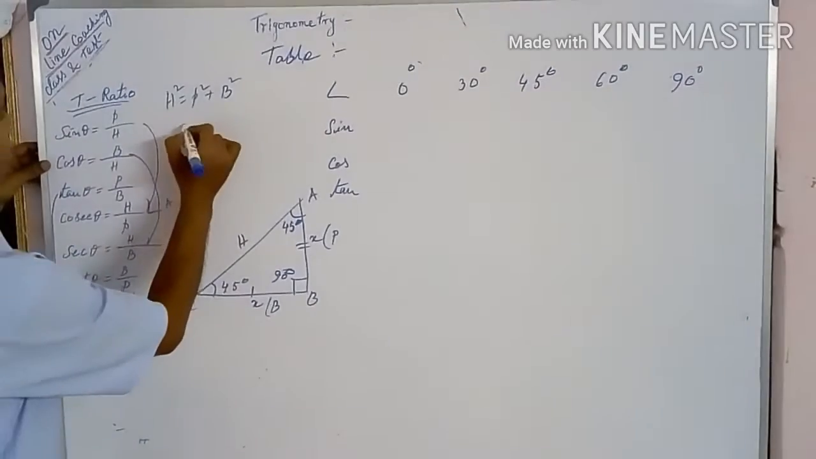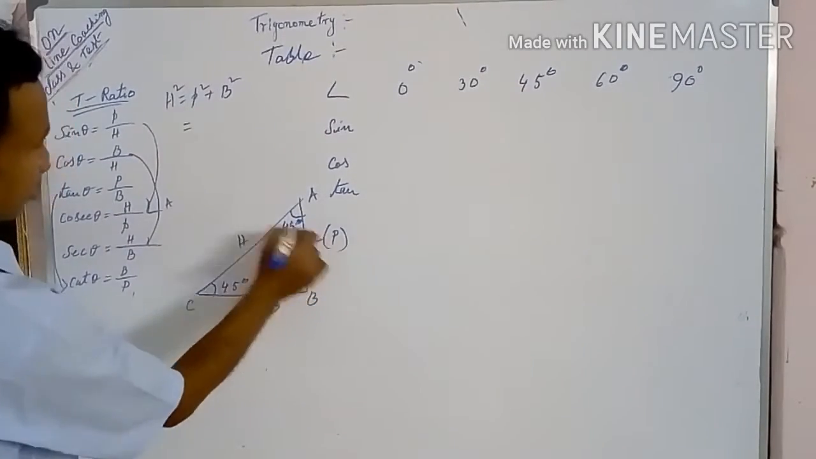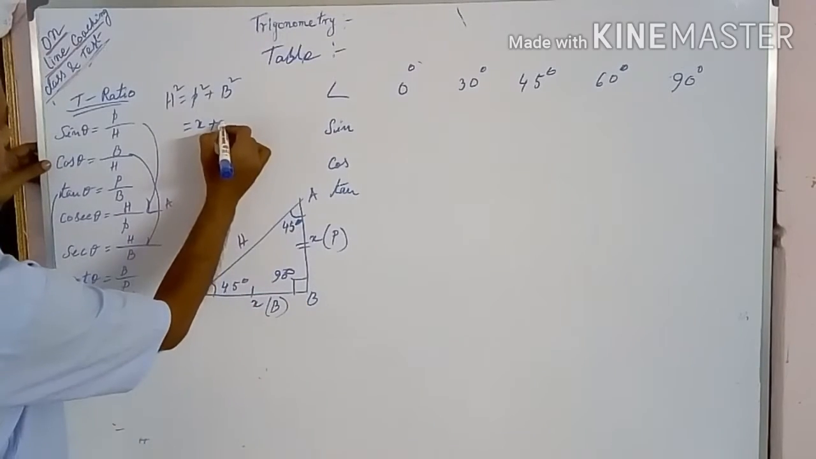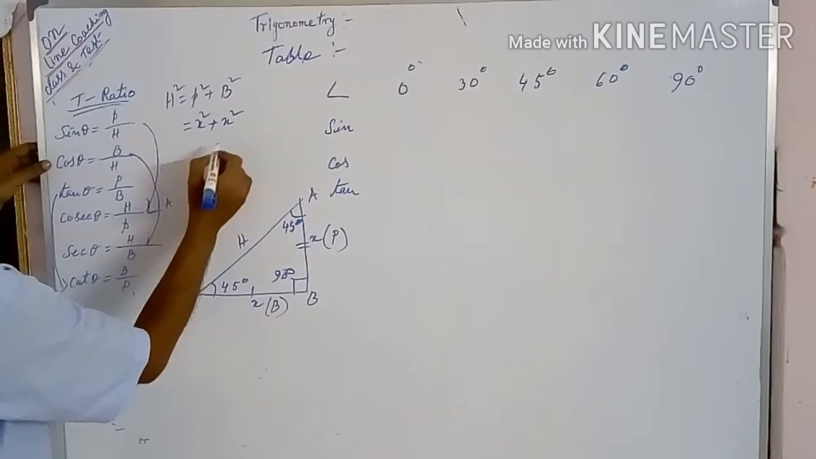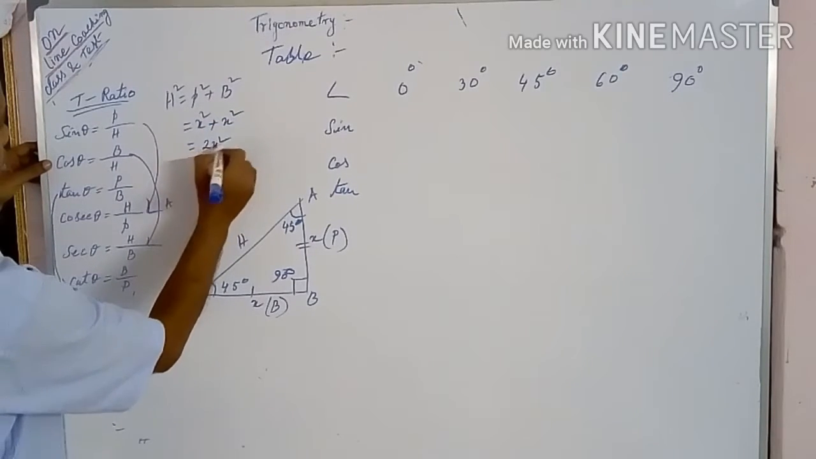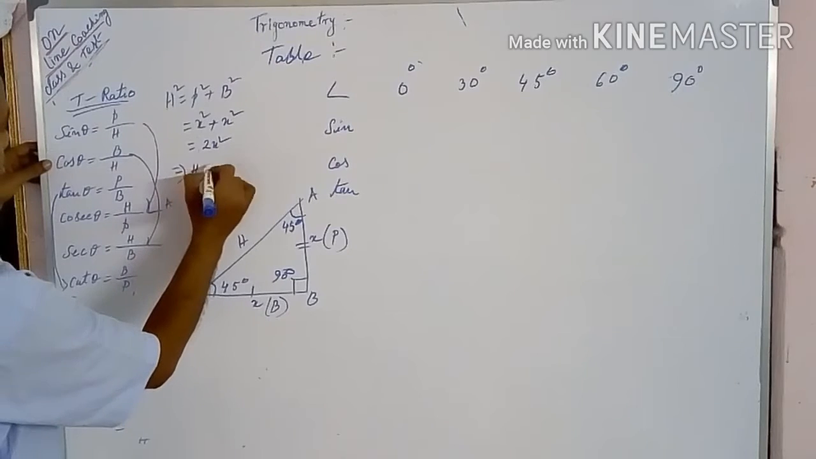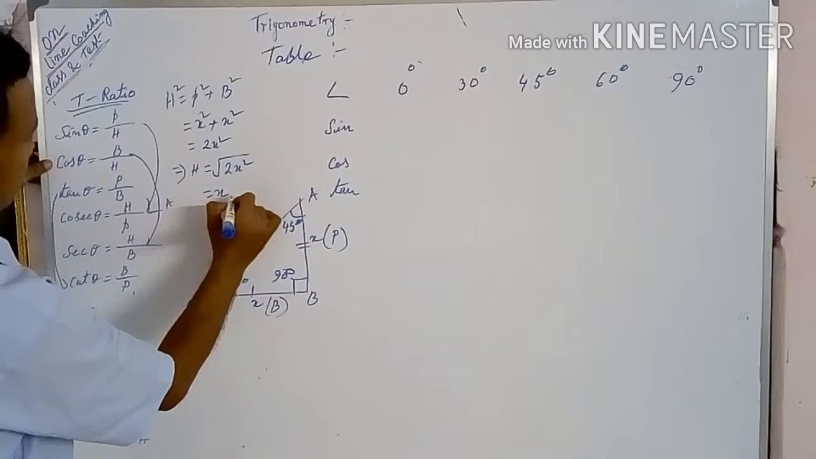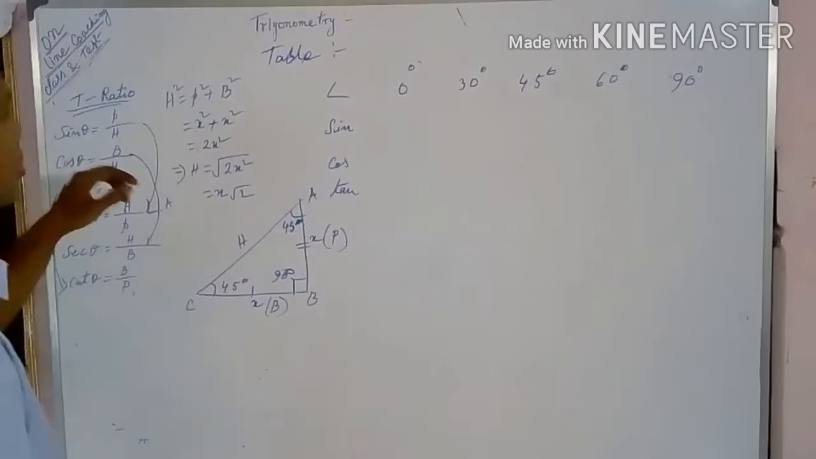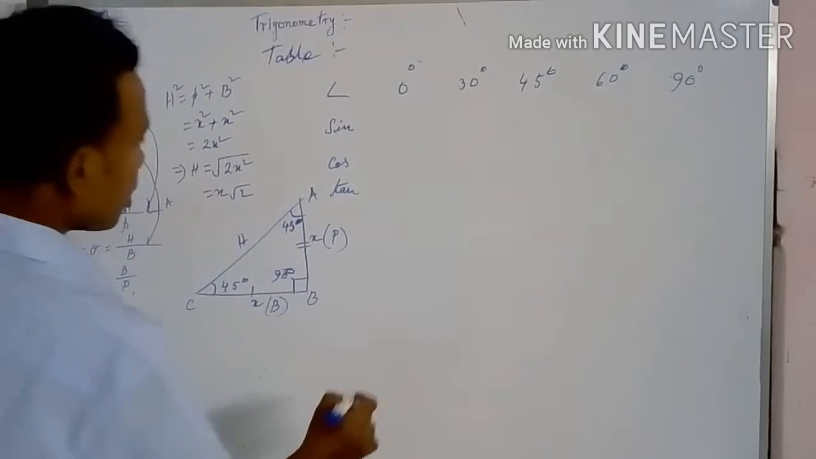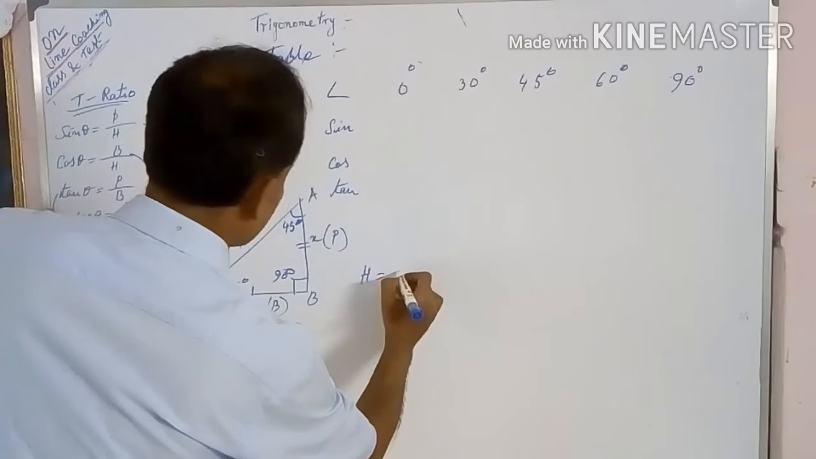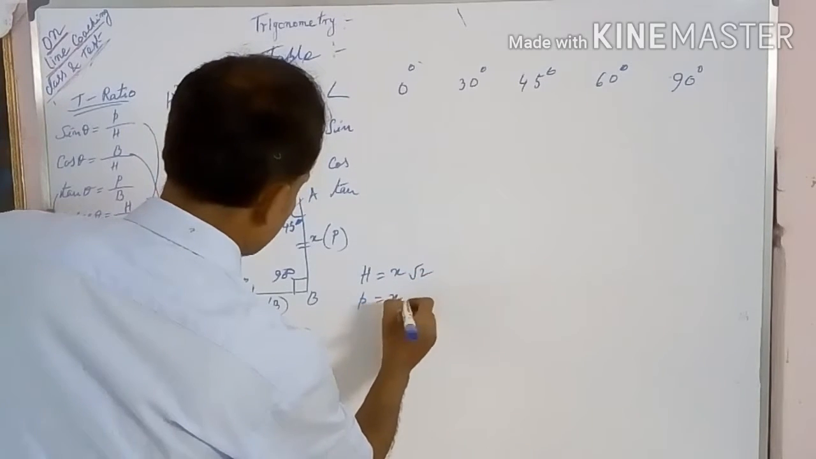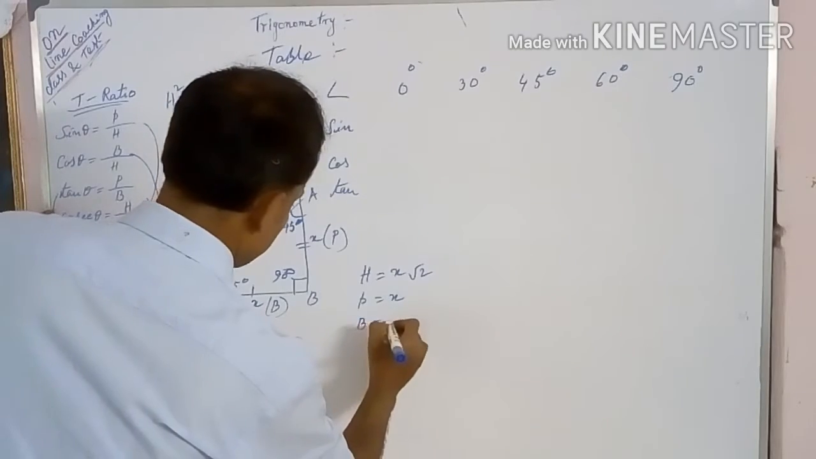So here perpendicular is equal to x, and base is equal to x. So x square plus x square is equal to 2x square. Hypotenuse is equal to root over 2x square, which is x root 2. So hypotenuse is equal to x root 2, perpendicular is equal to x, and base is equal to x.